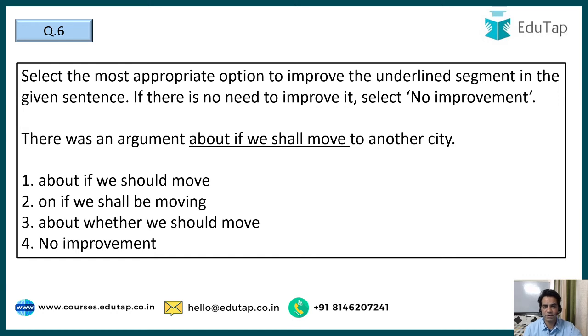Next question, guys. Now we have to find the correct improvement of the underlined part in the given sentence. And if there is no improvement, you can use no improvement. The question is, there was an argument about if we shall move to another city. There was an argument about if we shall move to another city. So options are about if we should move, on if we shall be moving, about whether we should move, or no improvement. Guys, whenever we are talking about uncertainty, when you're not sure about something, we do not use if, we use whether. So there was an argument about whether we should move to another city or not. So that is basically the tone of the sentence. So it would be whether in place of if. Correct option here is option number 3.